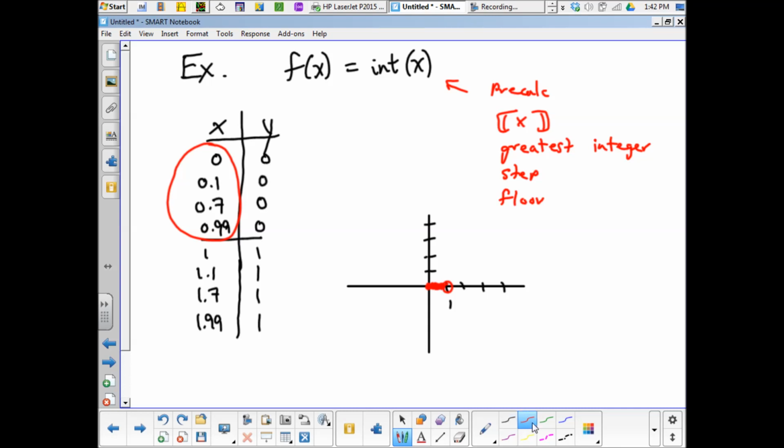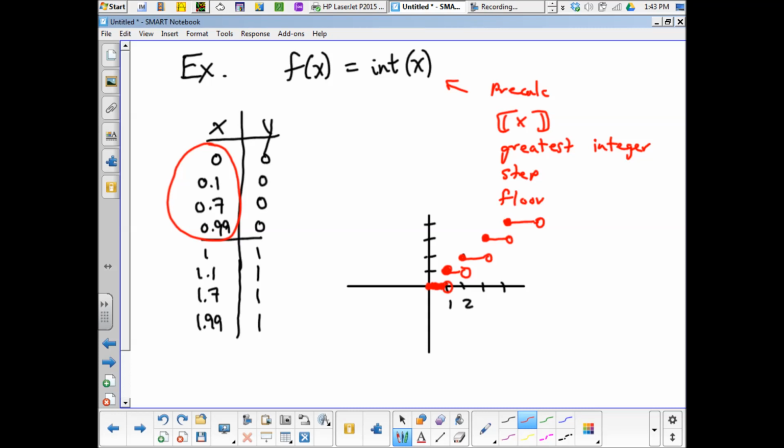It's not until you actually plug in 1 that it jumps up to 1. See? And then if you plug in 1.1, 1.7, 1.99, you just stay at 1. So it just stays constant until you hit 2, and when you hit 2, it jumps up to 2. That stays at 2 until you get to 3.0, and then it jumps up to 3. And it stays at 3 until you reach 4, and then it jumps up to 4. And this just goes on forever. So it creates this staircase. That's why it's called a step function. And each step is exactly 1 unit long, and the left endpoint is closed and the right endpoint is open.